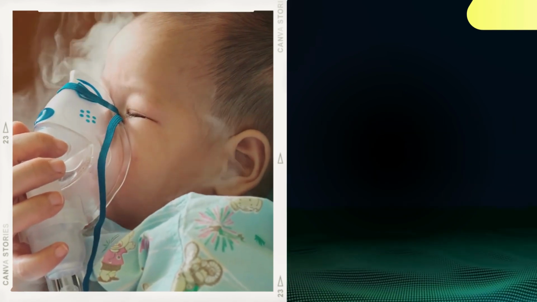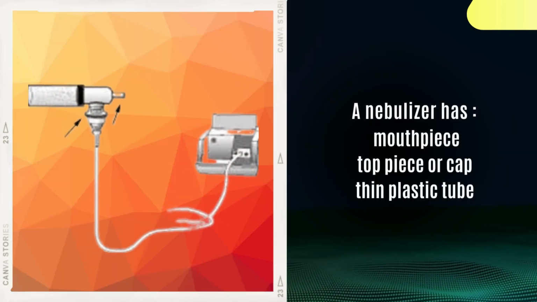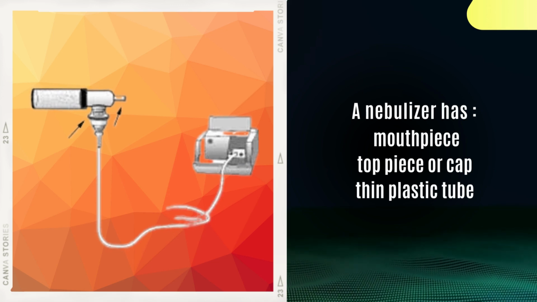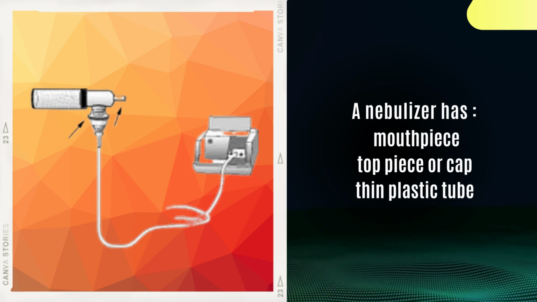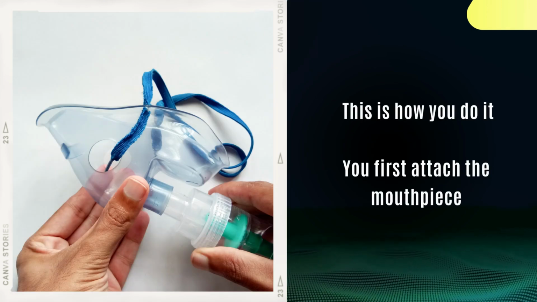A nebulizer has a mouthpiece for the medicine cup, a top piece or cap to connect to a mask, and a thin plastic tube to connect the mouthpiece to a compressor. This is how you do it.